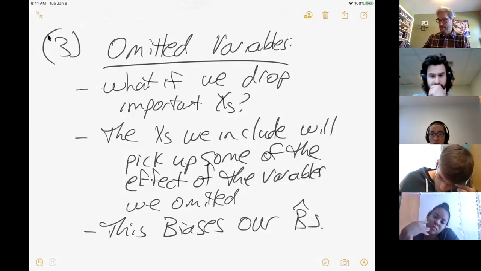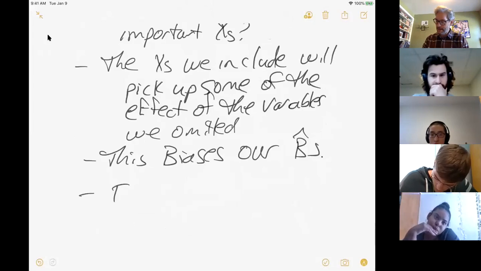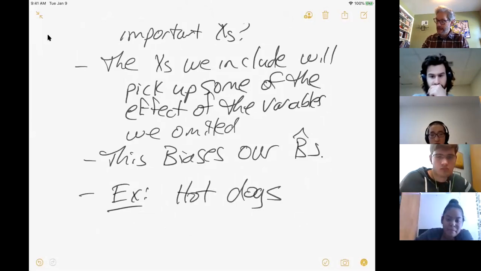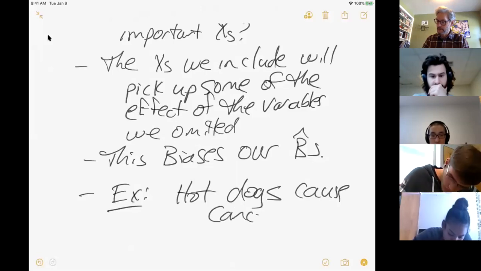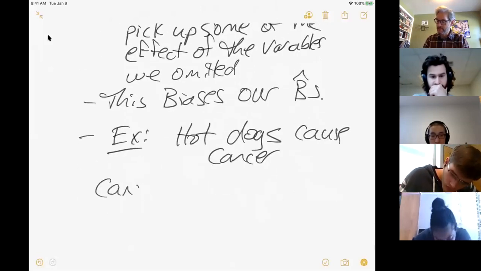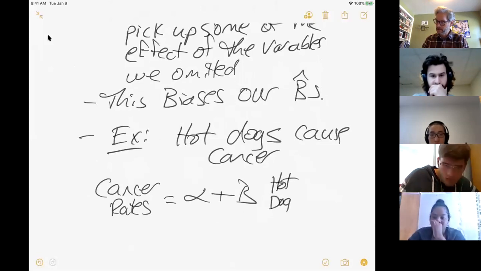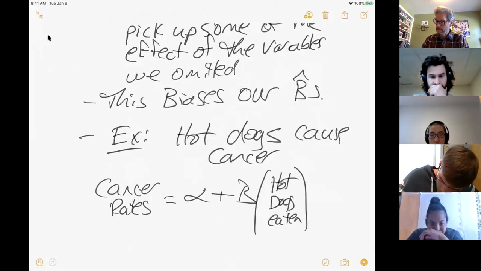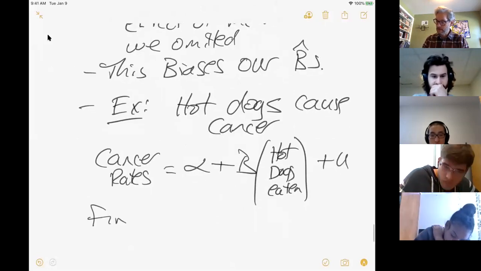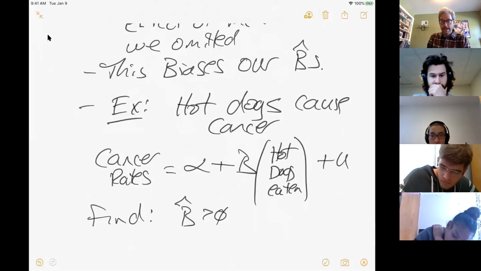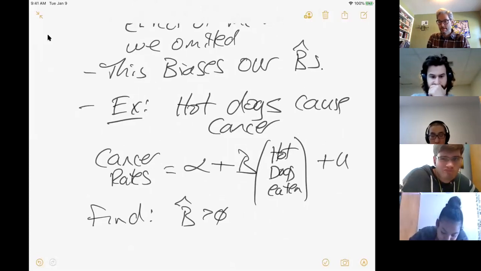So, you know, the example that I always think of is, I saw this article in the newspaper, an empirical study that says hot dogs cause cancer. And the study basically looked at cancer rates and hot dogs eaten. And they found the beta hat's greater than 0. Hot dogs cause cancer. No. And I'm not buying that at all.